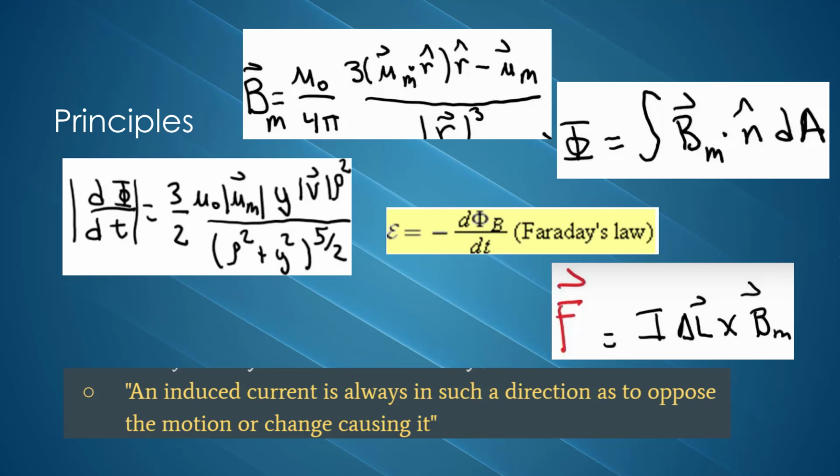Our key principles. So here we can see the magnetic field produced by a dipole, and then the magnetic flux, which is pretty much how much magnetic field goes through a given area, a given surface. Then there's the derivative of the flux, and finally our force, which is the force of a current carrying wire, which is I L cross B.